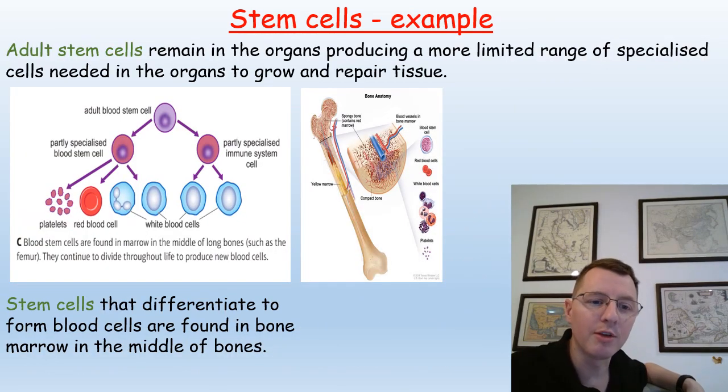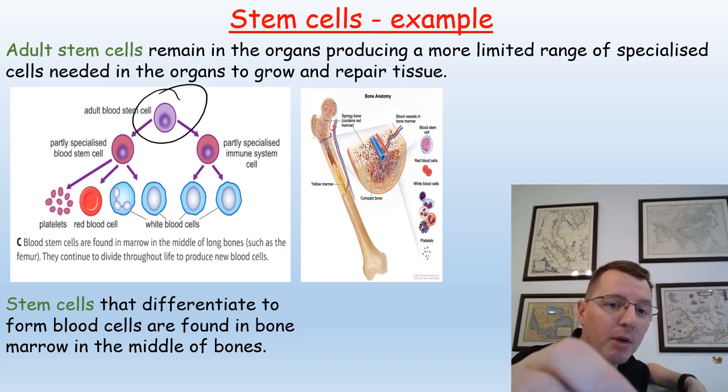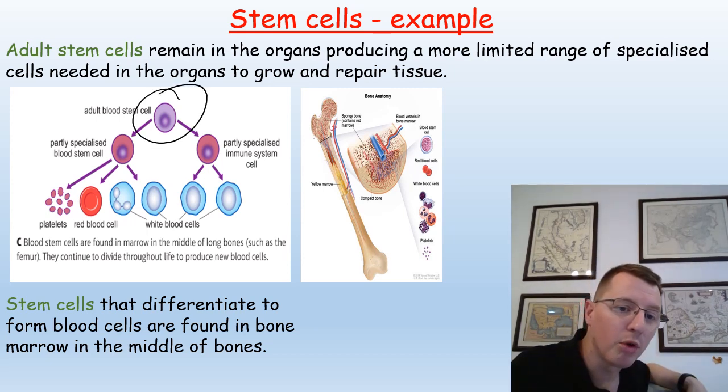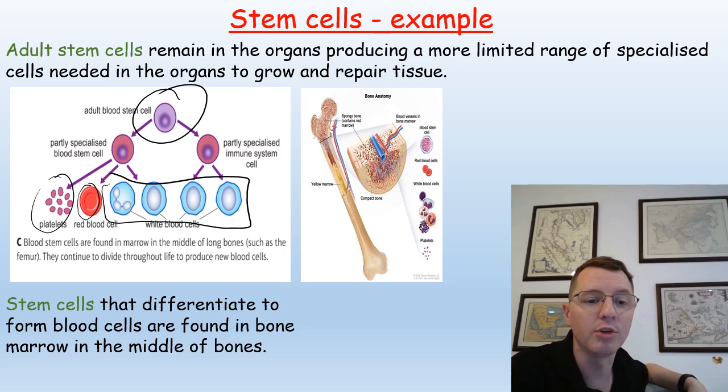So let's have a quick look at that. Here we have an adult stem cell found in the bone marrow, and it can specialise to become one of 4 different white blood cells, or red blood cells, or indeed platelets, which are important in the clotting process.